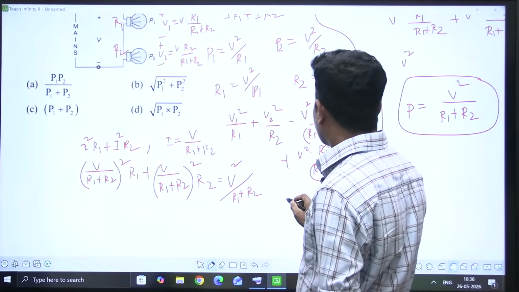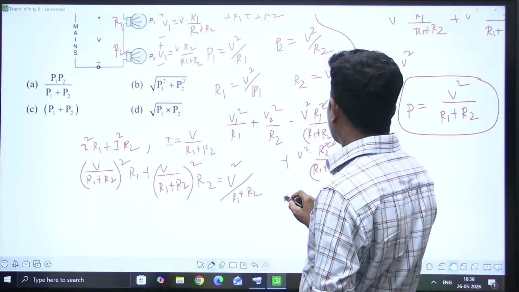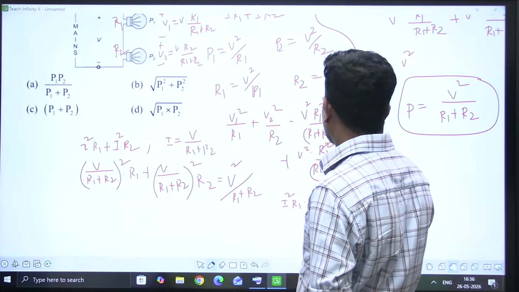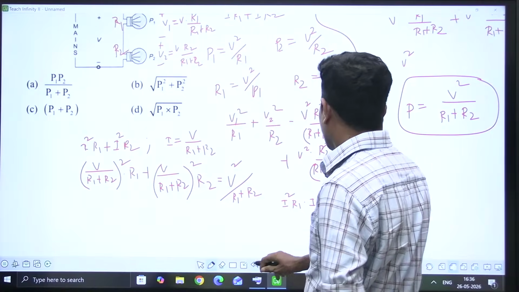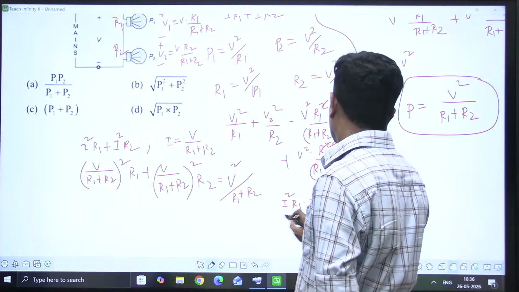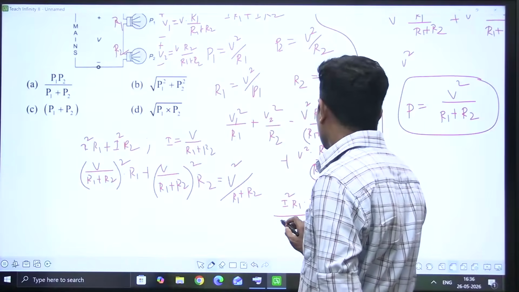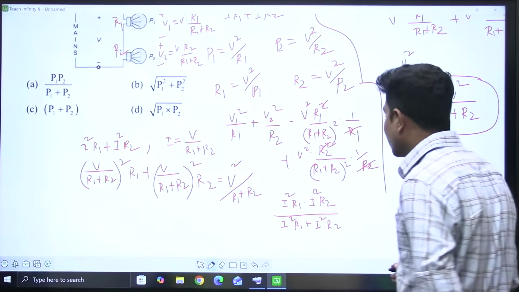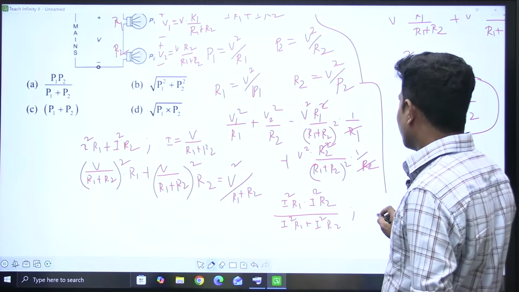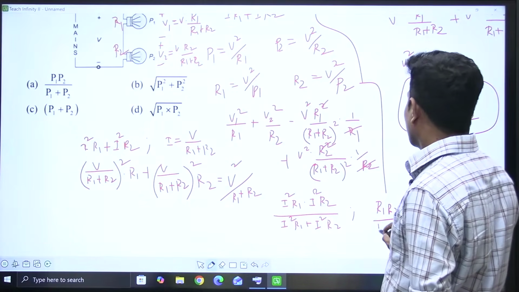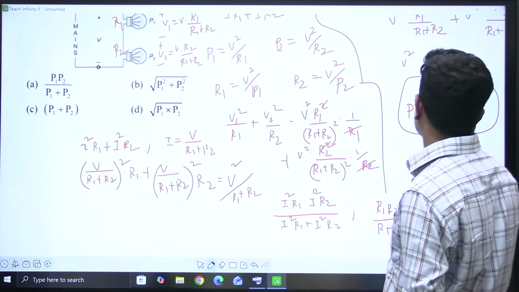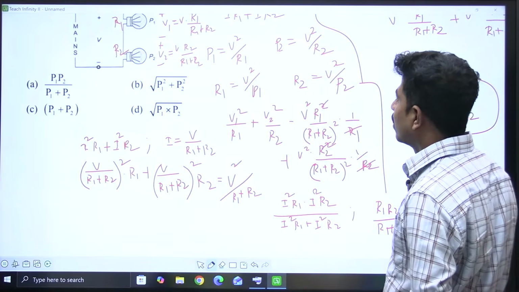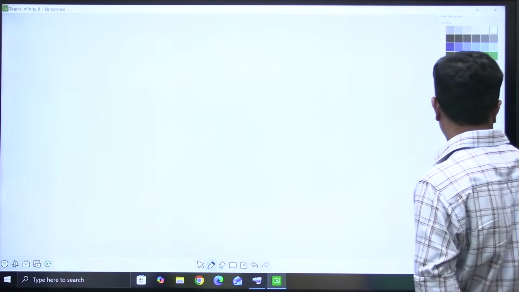What is P1? P1 is I square into R1. P2 is I square into R2. P1 by P1 plus P2 is I square R1 by I square R1 plus I square R2. I square will get cancelled. You are left with R1 by R1 plus R2. But it is not valid. Did I make any mistake in the calculation? Come on, let's take a new page and do it there.